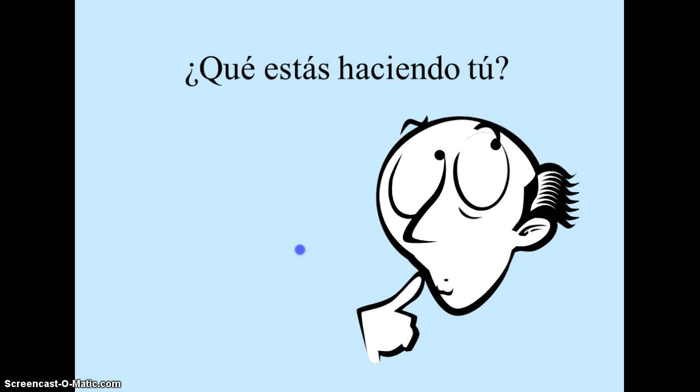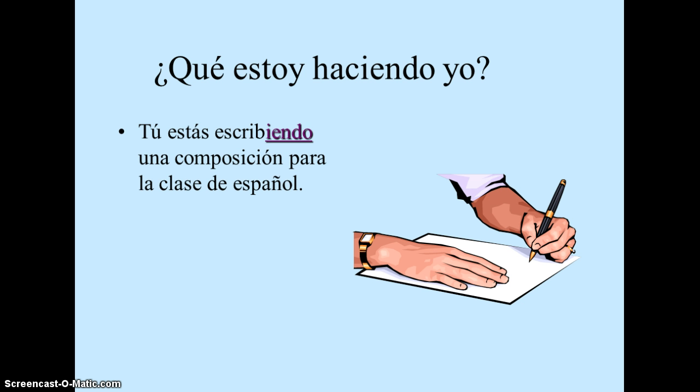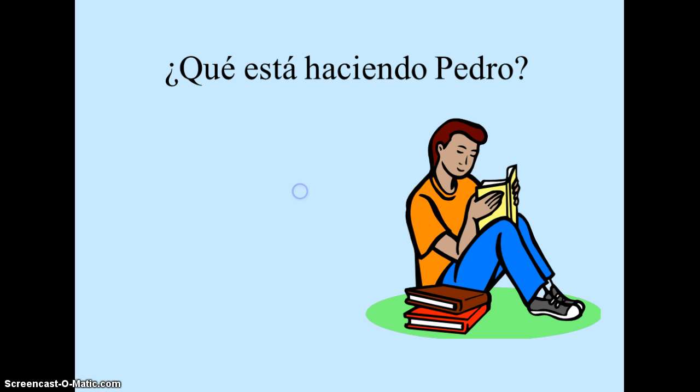¿Qué estás haciendo tú? Yo estoy pensando. ¿Qué estoy haciendo yo? Tú estás escribiendo una composición para la clase de español. ¿Qué está haciendo María? María está durmiendo. Dormir is usually an O to UE stem changer, and it's an IR verb, so that reminds me that I'm going to have to stem change. But instead of doing that O to UE, I just have an O to U or an E to I option. So it's going to be an O to U, durmiendo.